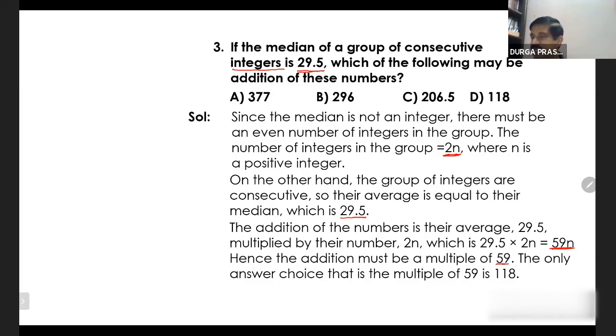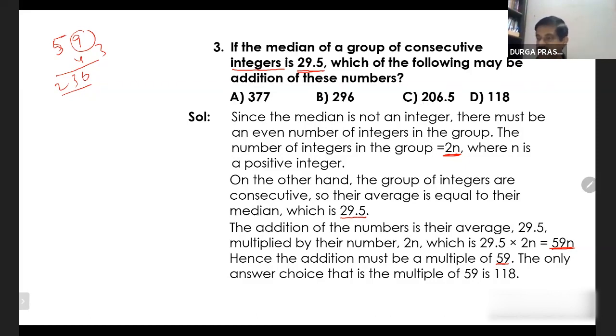So if you look at 377, it will not be a multiple of 59, because none of the multiples of 59 will end with 7, since 9 has no multiple ending in 7. It will not end with 6 either, because we have 9, 18, 27, 36. So it is possible to have a multiple of 4. You are not getting 296, and as I said, it cannot have a decimal. So 118 should be the answer.